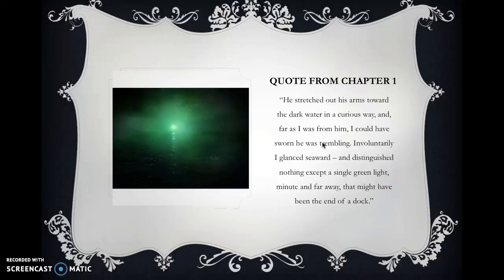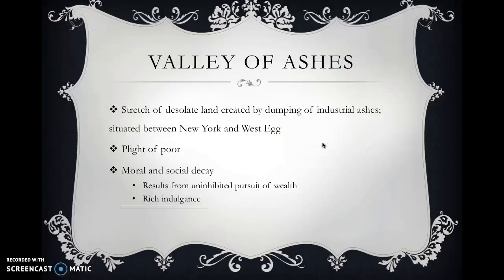Here's the quote from chapter 1 that deals with the green light. "He stretched out his arms toward the dark water in a curious way, and, far as I was from him, I could have sworn he was trembling. Involuntarily I glanced seaward, and distinguished nothing except a single green light, minute and far away, that might have been the end of a dock." That is Nick observing Gatsby looking at the light for the first time.